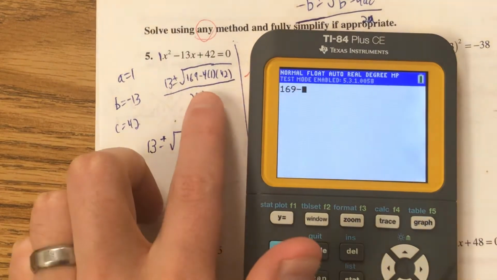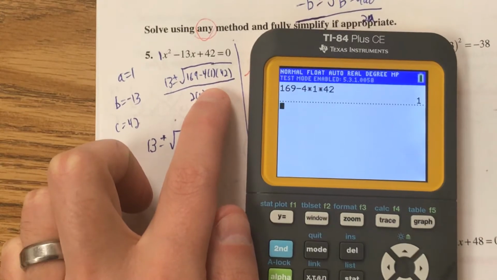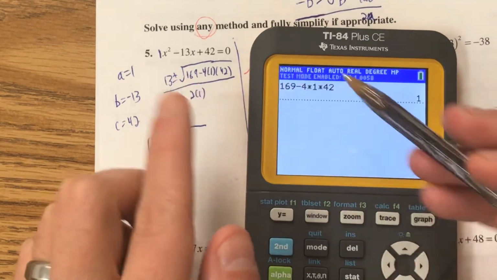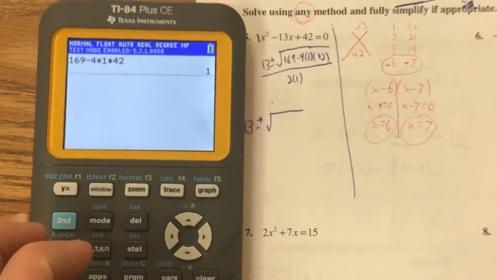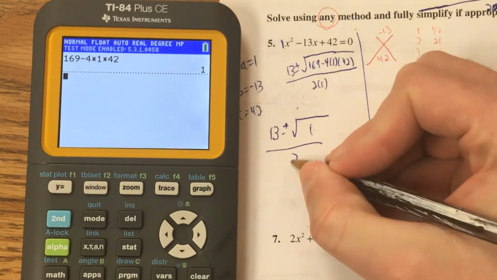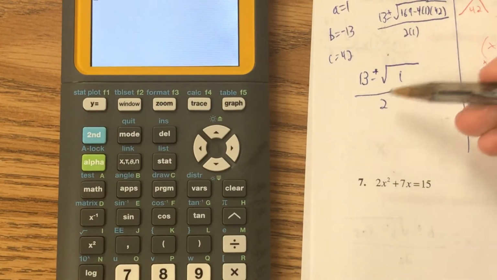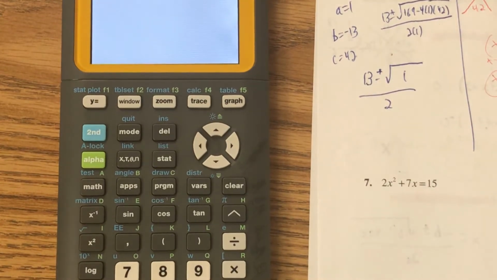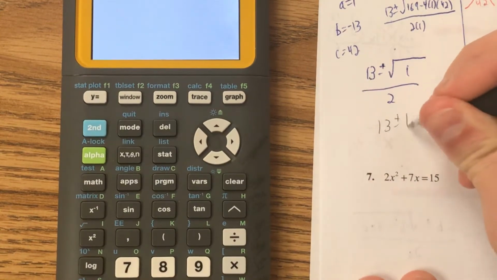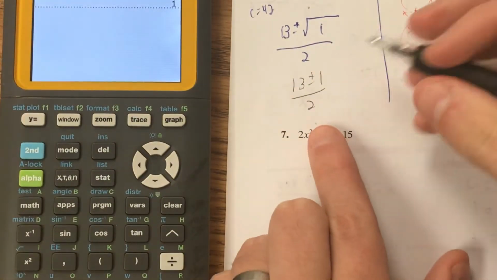So if you do 169 minus 4 times 1 times 42, and just do it all in one go. Because otherwise people sometimes do, oh, distribute the 4, or hey, negative, positive stuff. Who knows? If you just do it like that, it's like, oh yeah, it's 1, done. No more thinking than that, and it's over 2. Because 2 times 1 is 2. However, you can take the square root of 1. It's an actual number. What is the square root of 1? If you said 1, yay. Just keep in mind, you can actually do this.